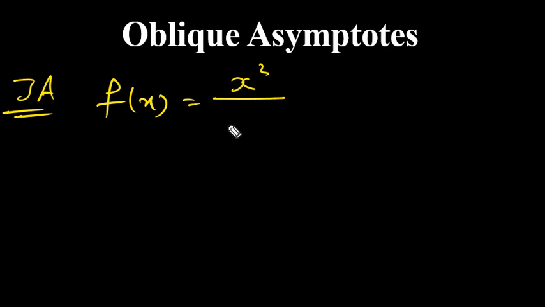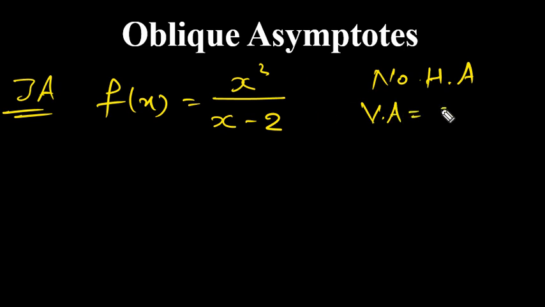So next question we have, f of x is equal to x square over x minus 2. Is there any horizontal asymptote? No horizontal asymptote. Why? Because the numerator degree is more than the denominator degree. Is there any vertical asymptote? Yes. x minus 2 equals 0. So x equals 2 is the vertical asymptote.